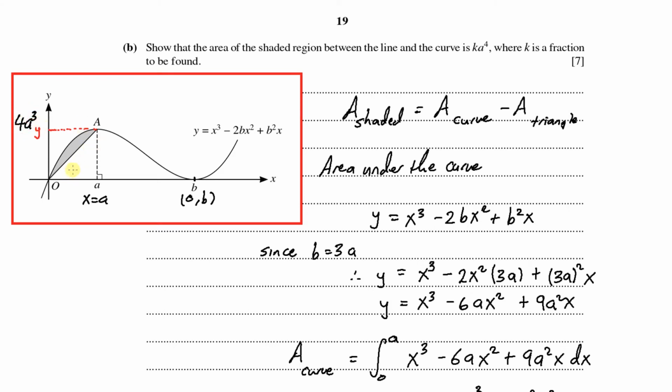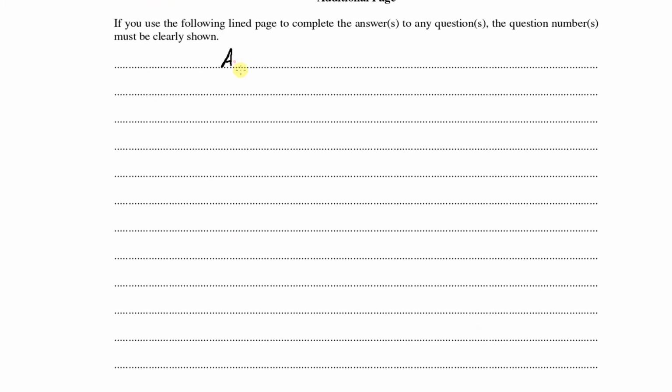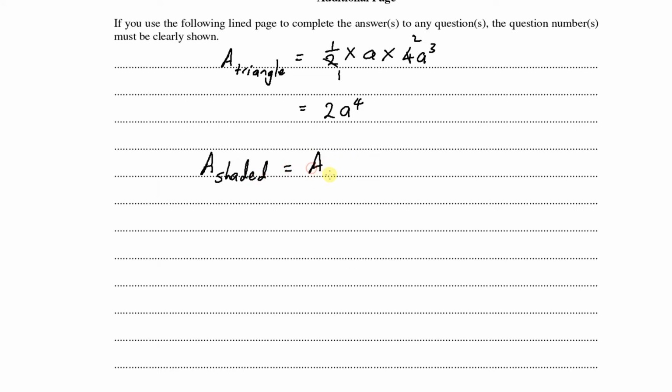So we can now work out the area of the triangle using half times the base times the height, which is 4a cubed. So for the area of the triangle, we're going to say it's half times the base, that's a, times the height, that's 4a cubed. So this will give us 2a to the power of 4. So this means that we can now work out the shaded area, which is area under the curve minus area of the triangle.